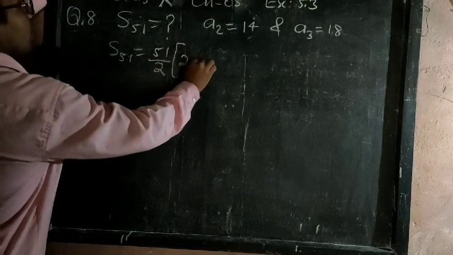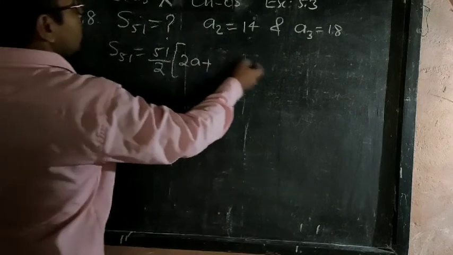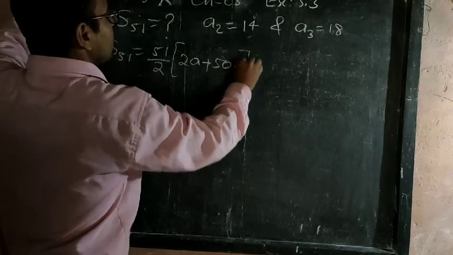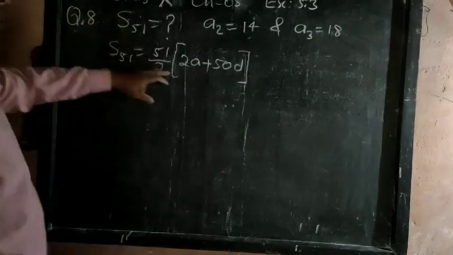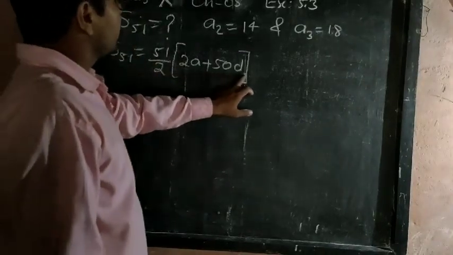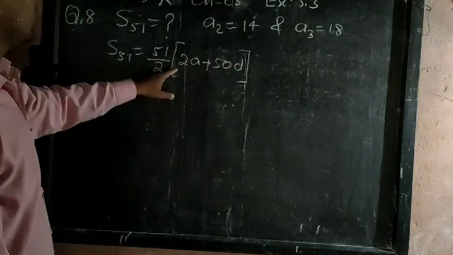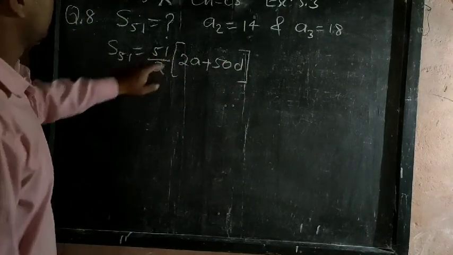2a plus (51 minus 1) into d. So how much will you get? 50d. So we will get this much. Now students, what can we do here? We can take 2 common from these two terms. Take 2 outside, and that 2 can be cancelled from numerator and denominator.